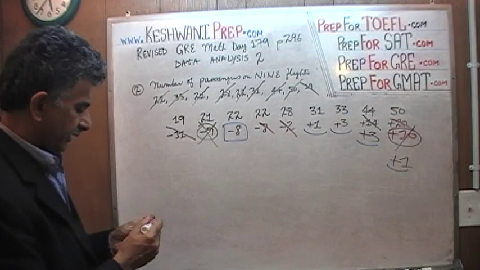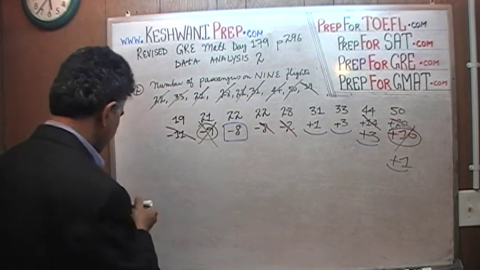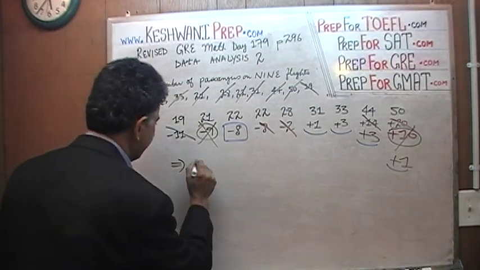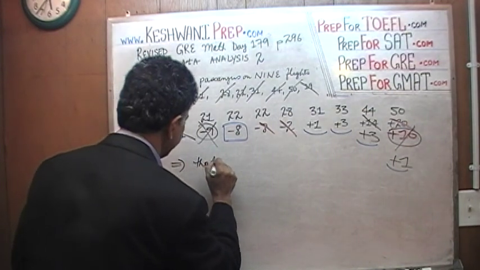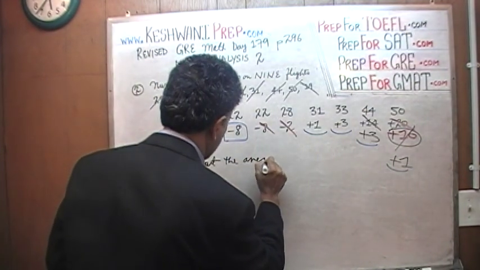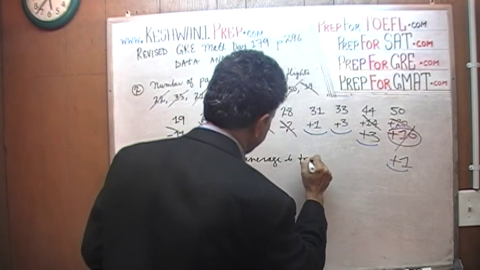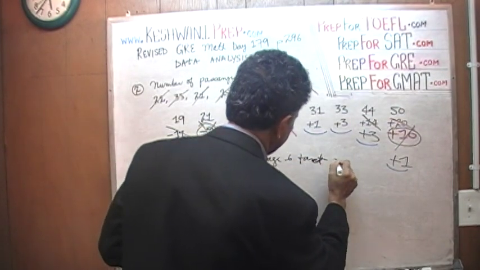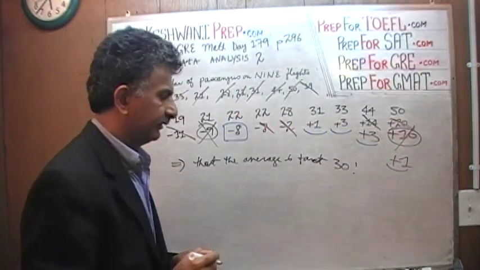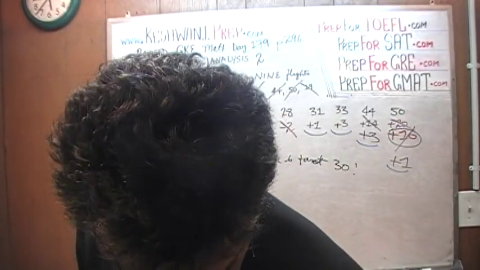They all cancel each other out, which implies that the average is in fact 30. The average is in fact 30. That's it, we are done. The average is 30.